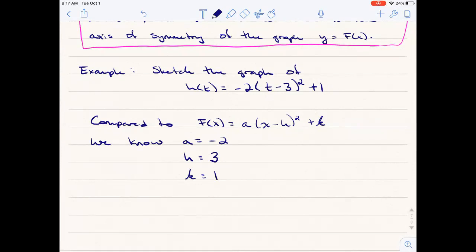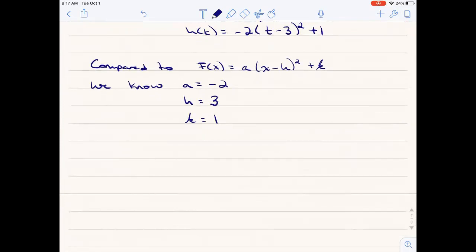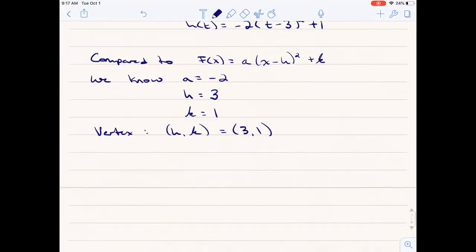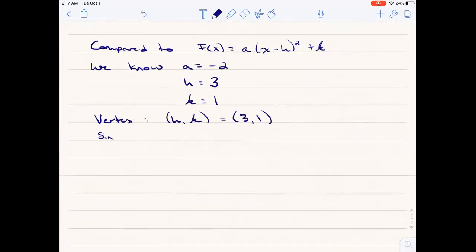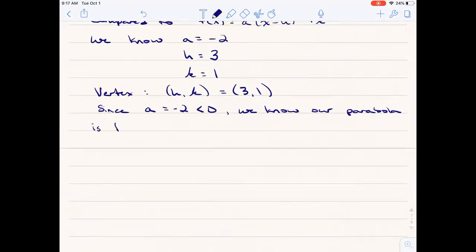So the first thing that we can look at, well, we kind of log that we're going to have a downward facing parabola, but let's find the vertex first. The vertex is at HK, which in this case is going to be at 3, 1. And since A is -2, which is less than 0, we know our parabola is facing down.